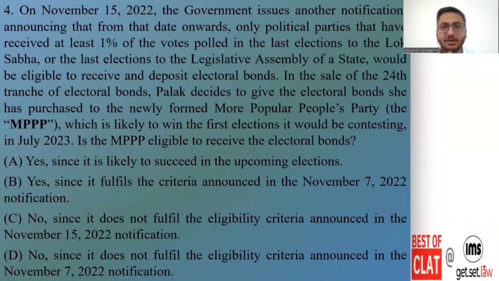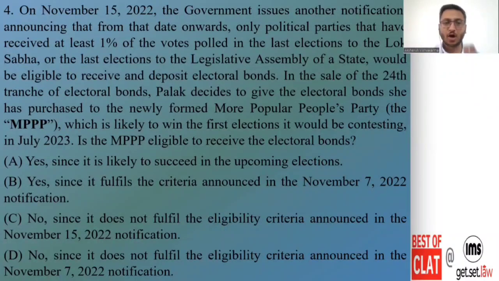Number 4 provides the following facts. November 14, 2022, government issues a notification whereby any political party which receives at least 1% of the vote polled in either central or state election is eligible to deposit electoral bonds. Here, Palak decides that she wants to support a newly formed political party which is known as MPPP, More Popular People's Party. She thinks that the party is going to win the next election held in July 2023. Is MPPP eligible to receive the electoral bonds?